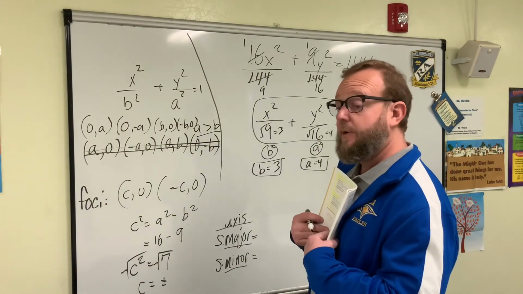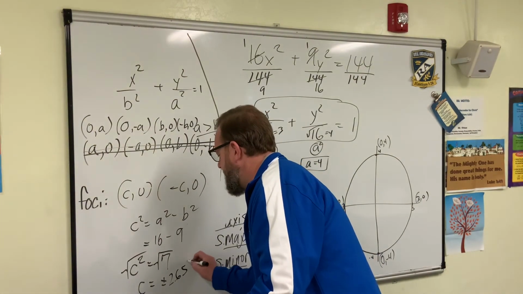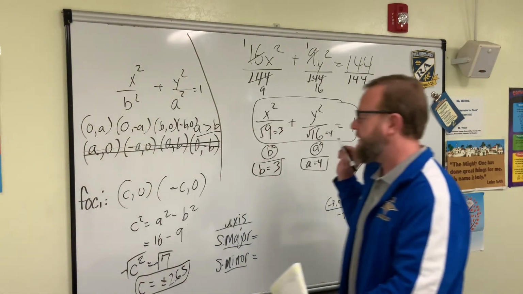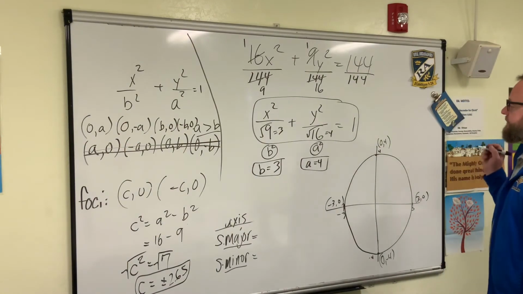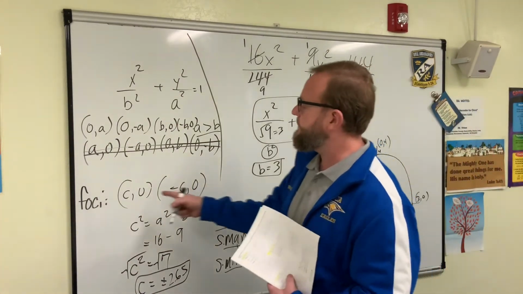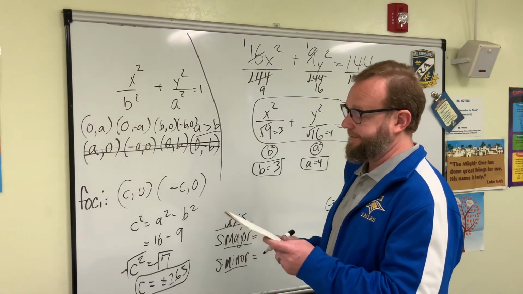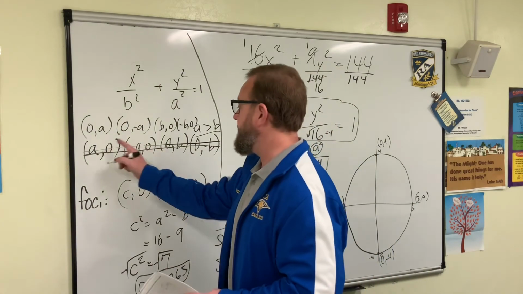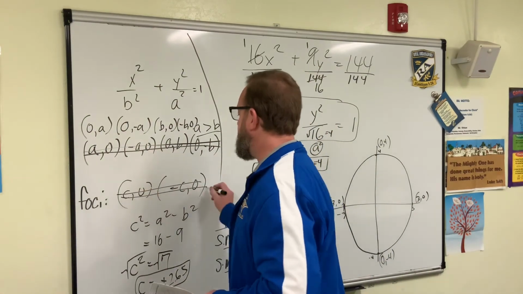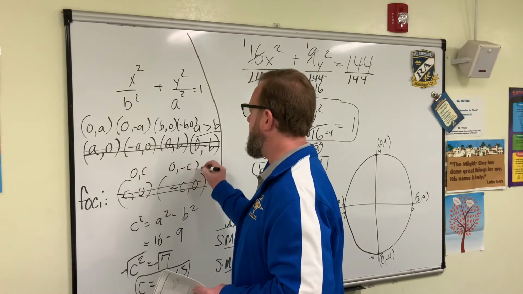2.65. I would agree. Do you all agree? 2.65 is C. Oh, but where is C? I said earlier that this is right, but that's not technically correct. Because it changes. Just like up here, I now need it to be 0, C, and 0, negative C.